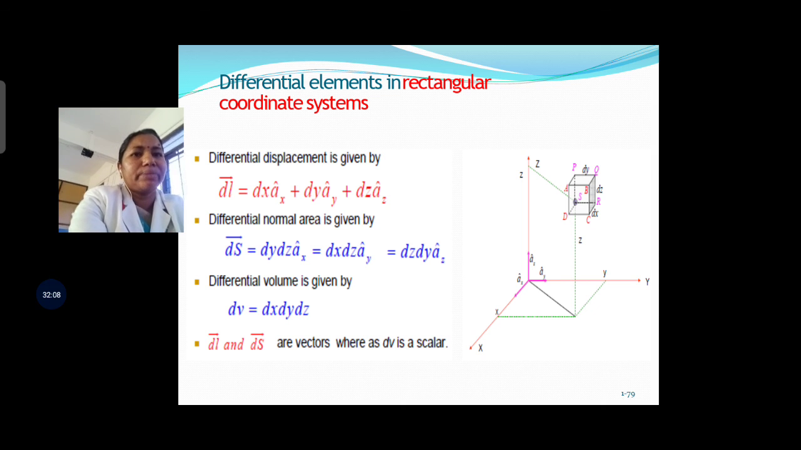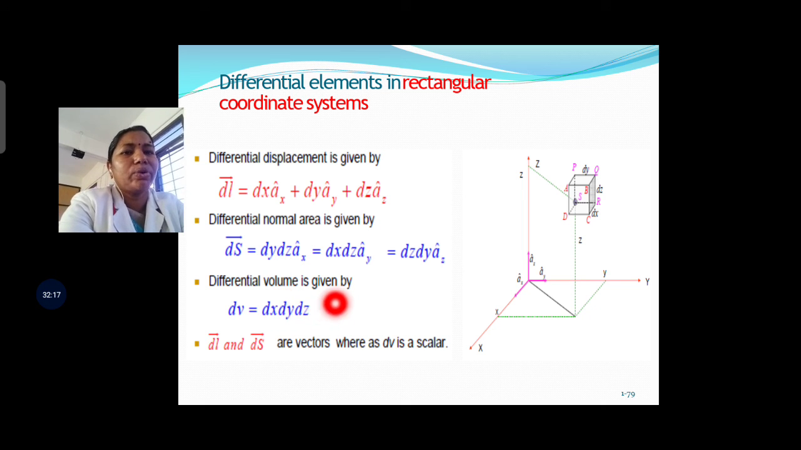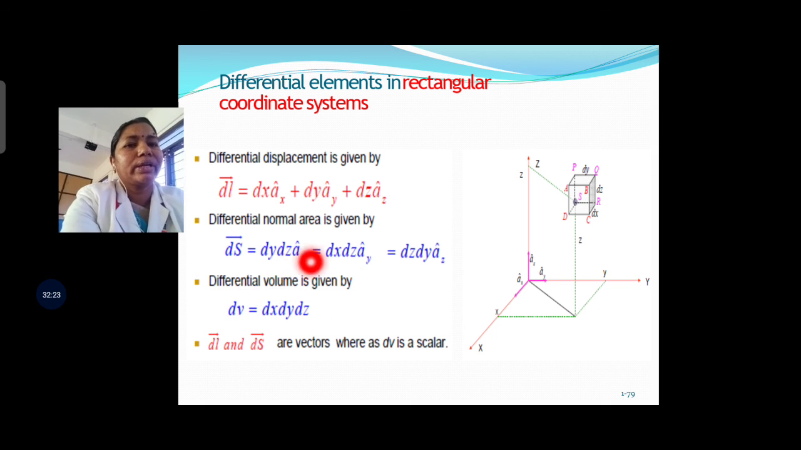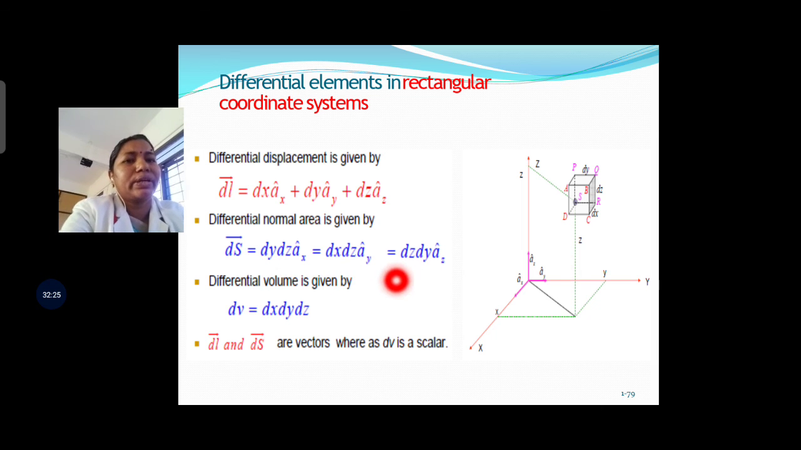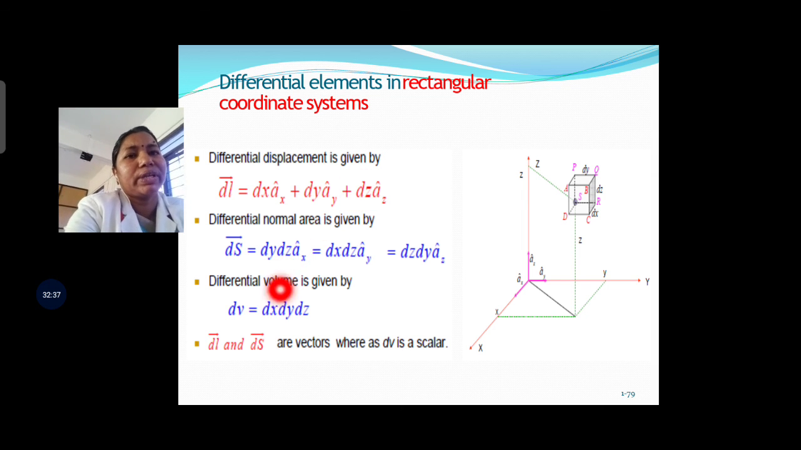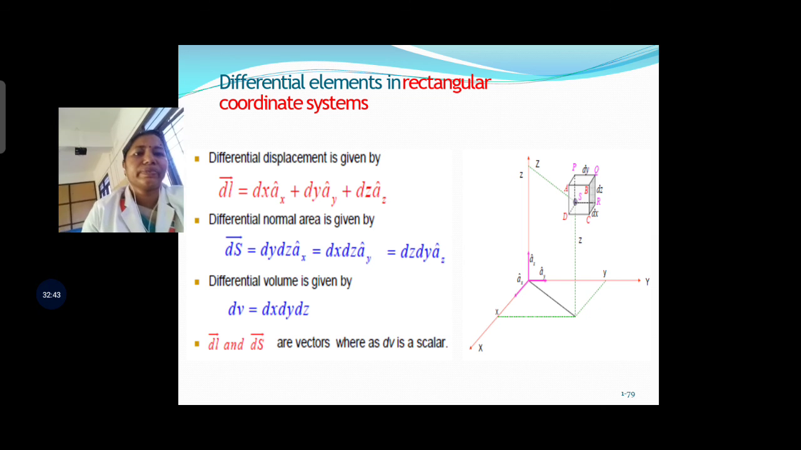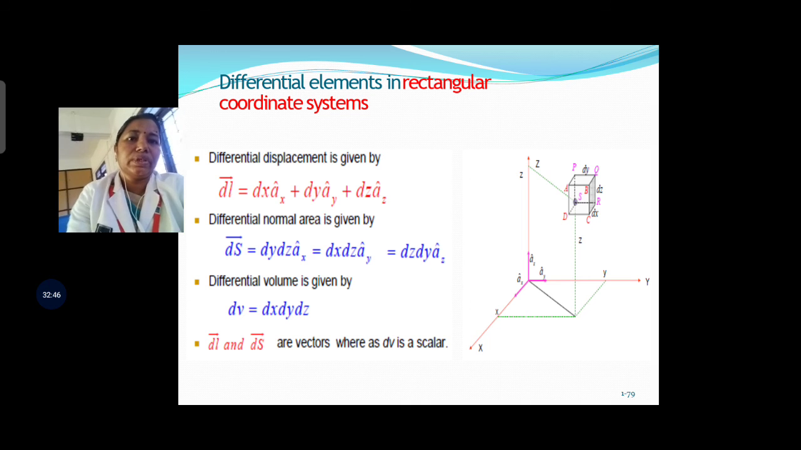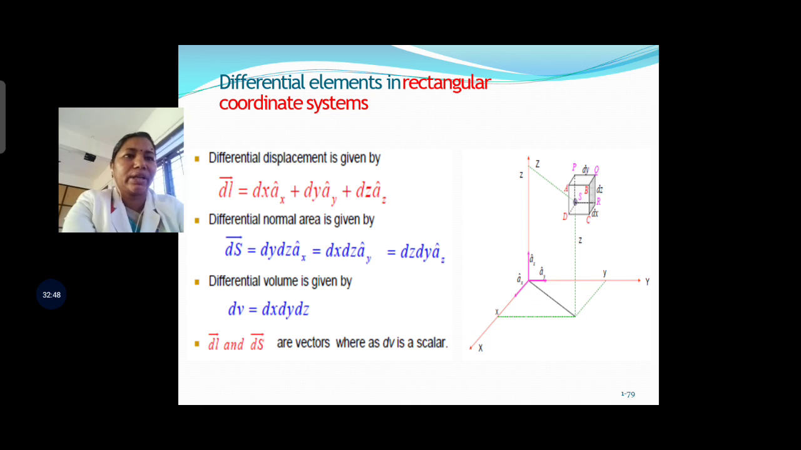So this is for the differential element in the rectangular coordinate system. Rectangular coordinate system, I have already said, uses x, y, z. So we can write dx dy dz in this equation for differential volume. If you take any one element like xy, yz or zx, then we write differential surface or differential area. Then differential length or displacement means we just take a_x dx, a_y dy and a_z dz. So dv is scalar. So this is for differential elements in the rectangular coordinate system.